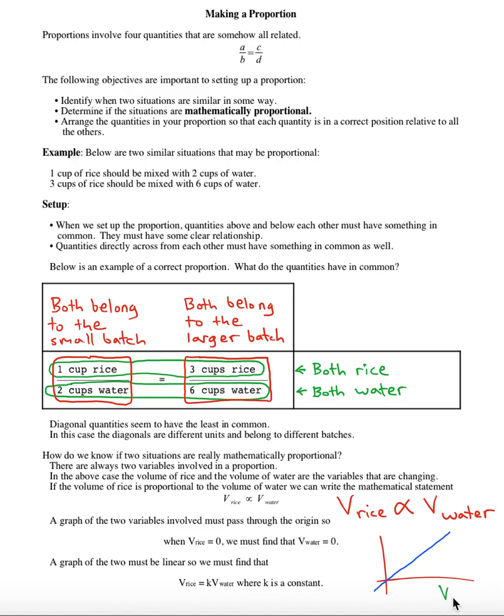Okay, so let's say I put the volume of water on the horizontal axis and the volume of rice on the vertical axis. They would make a nice straight line through the origin, and a formula which describes that mathematical line would be this: the volume of rice equals some kind of slope constant times the volume of water. Those are the conditions we look for when we have a mathematical proportion: linearity and passing through the origin.